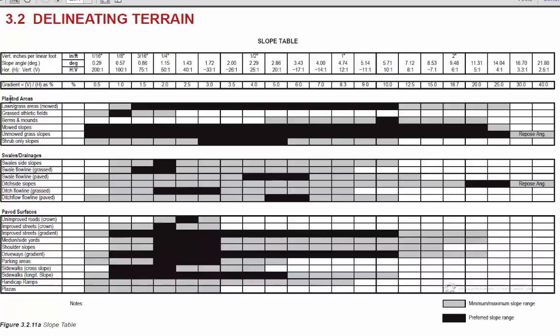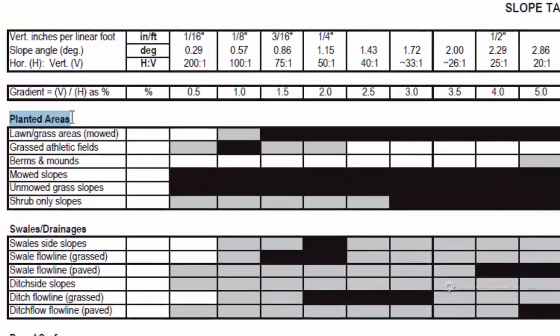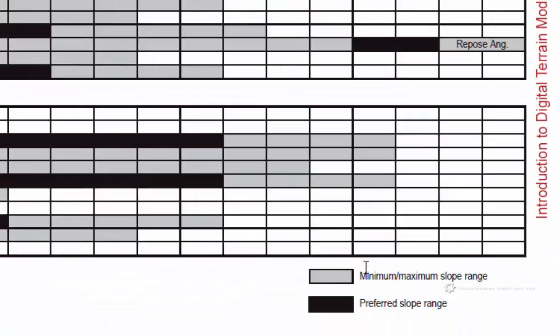So for example, we have planted areas here, and we have different types of areas such as lawn, grass, berm, mowed slopes, unmowed grass slopes, and shrub only slopes, and then what those preferred or minimum maximum range slopes might be. So if you go down here to the lower right, this is kind of our legend. So the black color is preferred slope range, and the gray color is minimum maximum slope range.